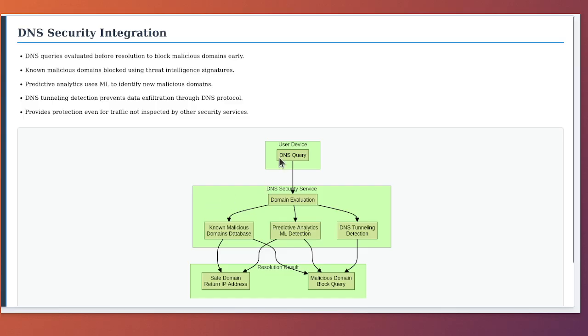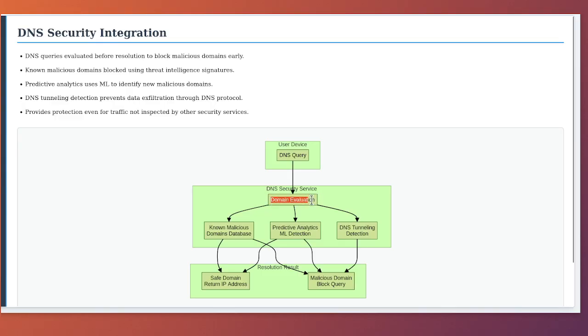The diagram shows the DNS security architecture. When a user device makes a DNS query to resolve a domain name, that query flows through Prisma Access. Before returning a response, the DNS security service evaluates the requested domain.